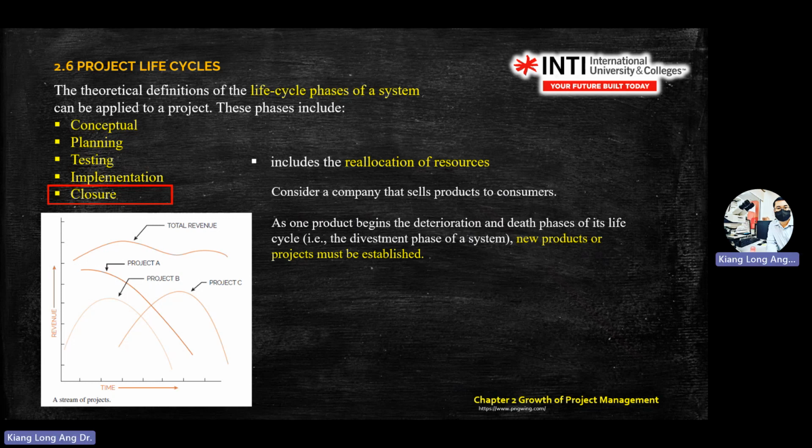If you refer to this graph here, you have 3 project managers. Project A has 1, project B has 1, project C has 1, and then the owner of the company will monitor the revenue of all the projects at a certain time. As the owner of the company, your job is to make sure the revenue continues to go up. You generate revenue.